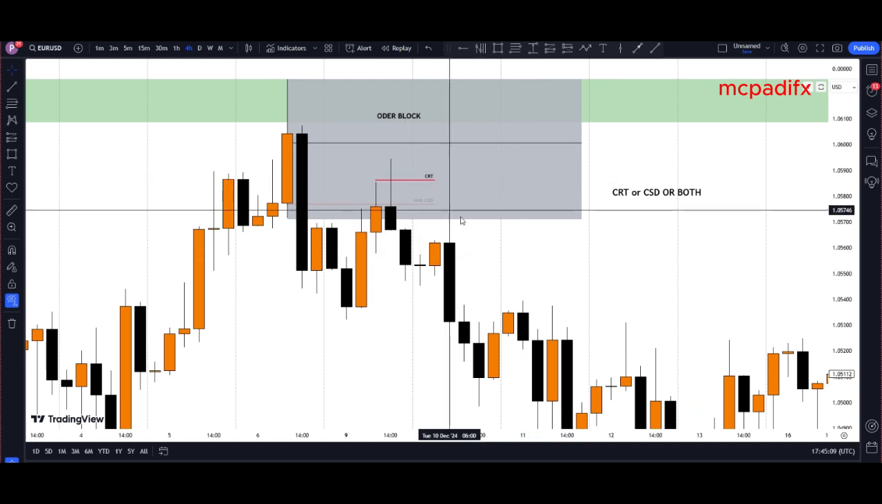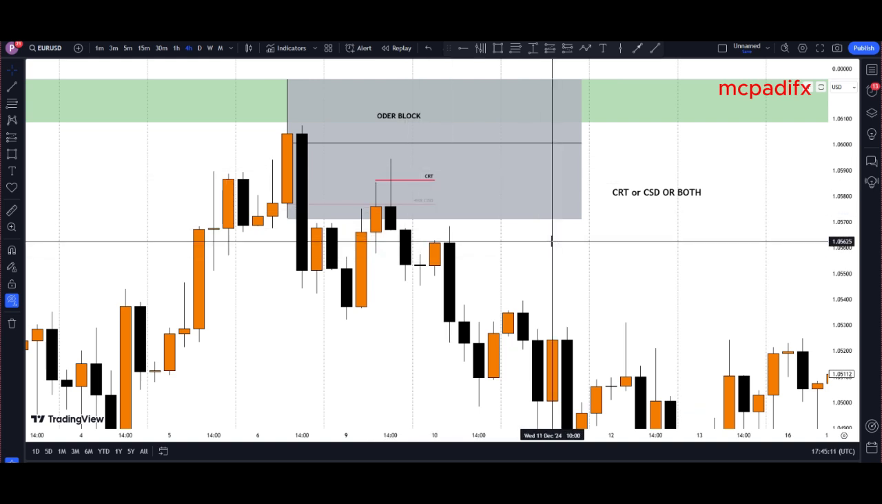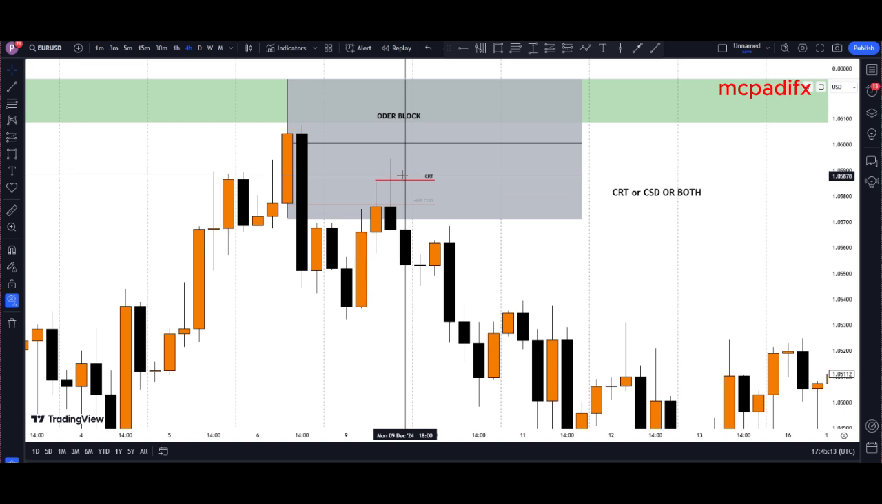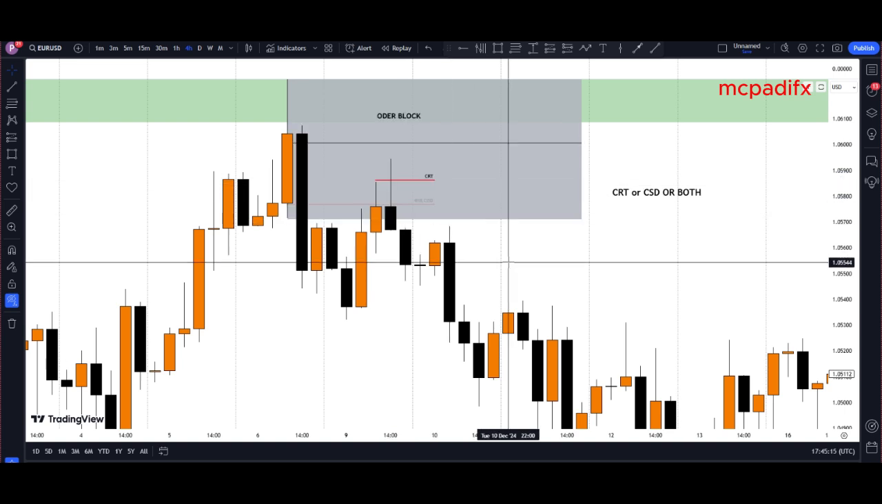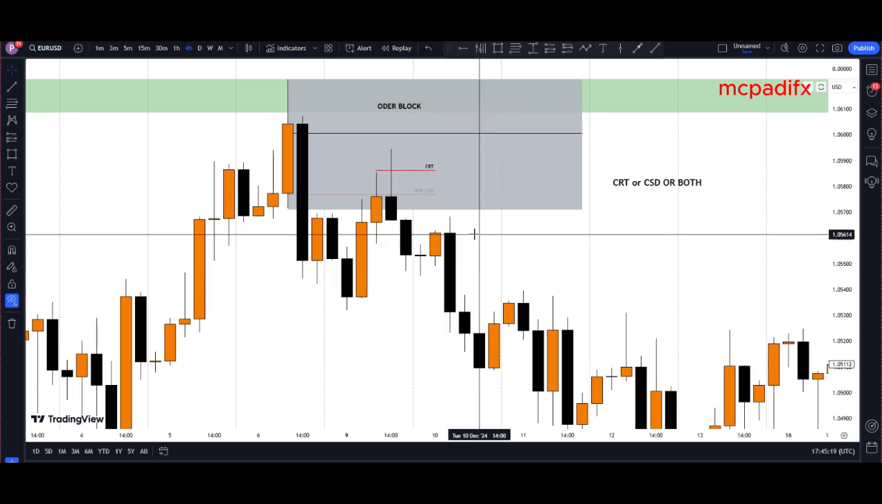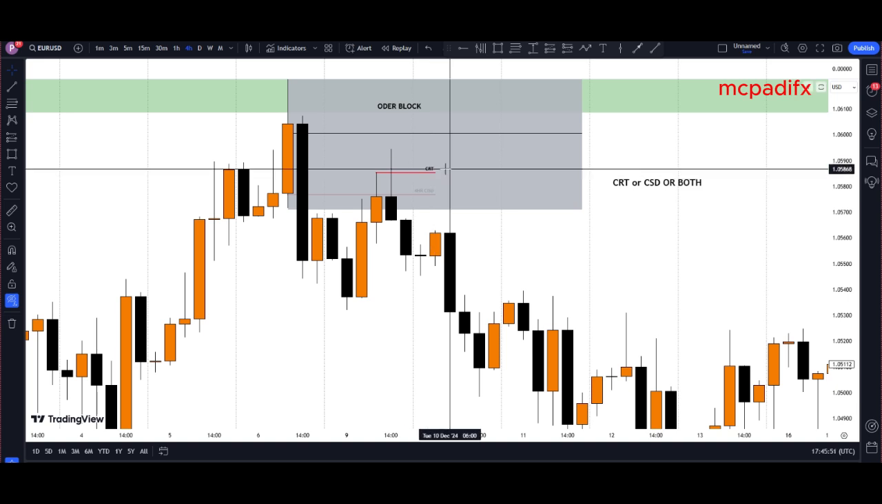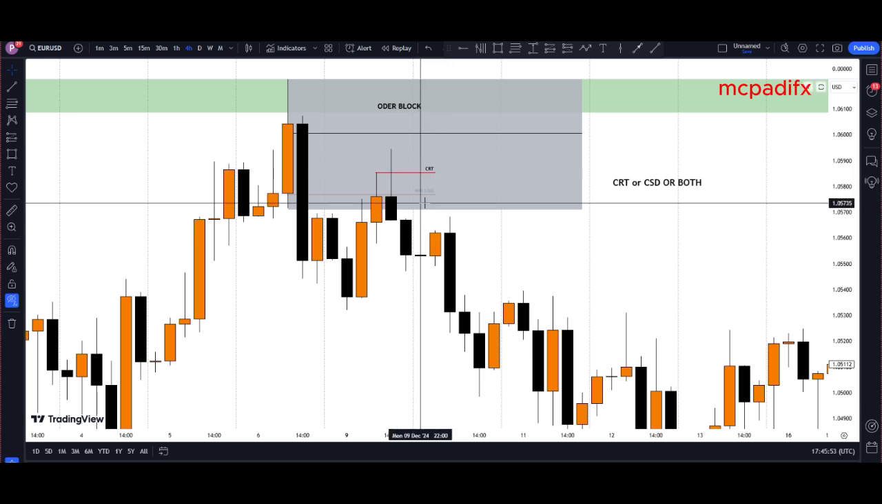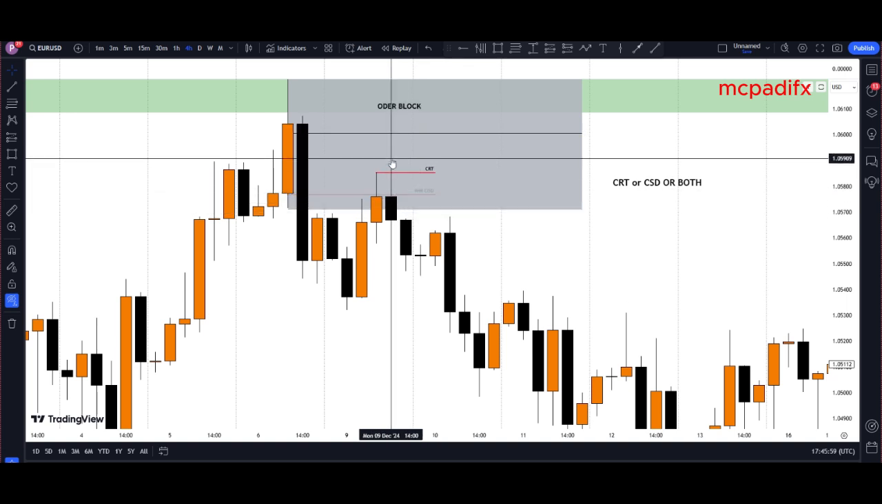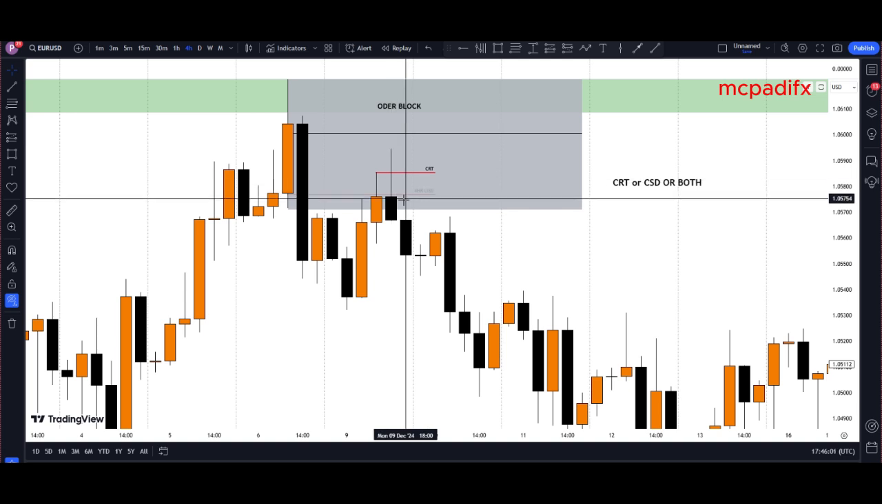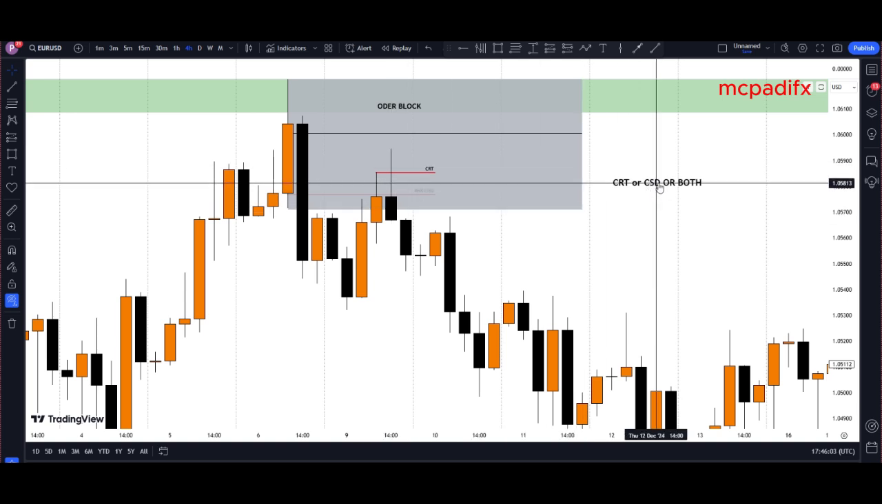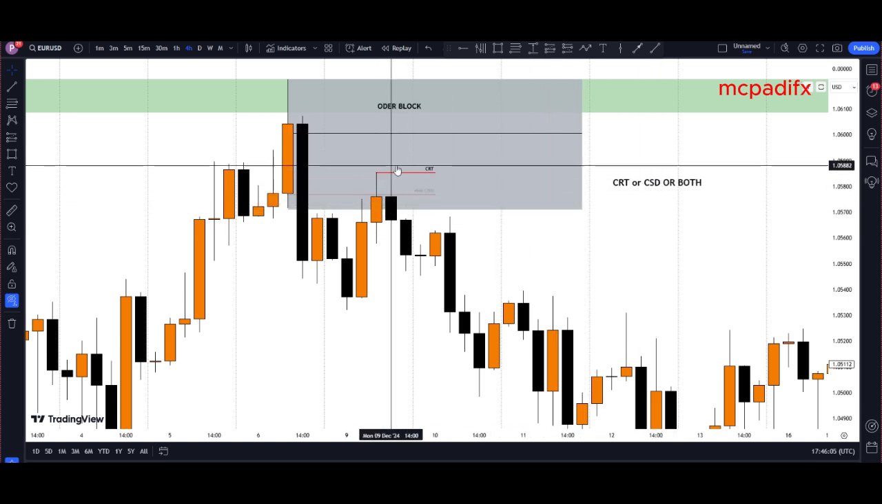Our CRT has formed. So now this is our first confirmation. It means that price is having an intent to come down. Now, all right. So now we've gotten our CRT, it means that we can either sell when we tap into this block, or you wait for CSD to form.